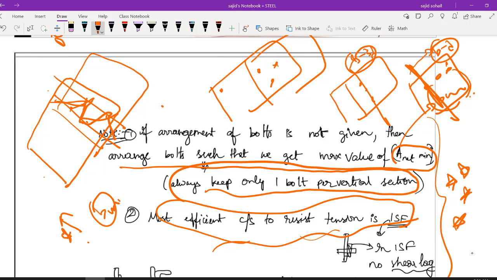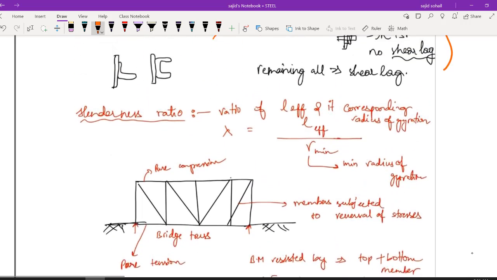You can clearly compare, right? The B minimum value is very less here. B minimum value is very more. That means more area is resisting. So obviously your load carrying capacity increases. That's it, right? So next is slenderness ratio.